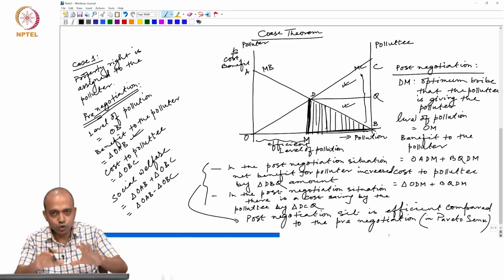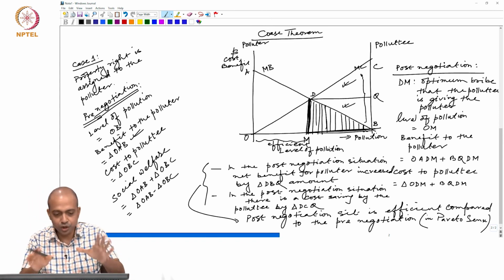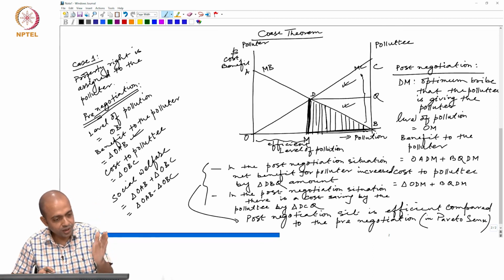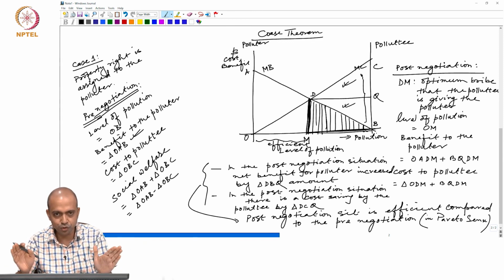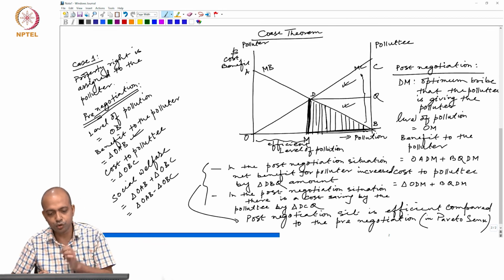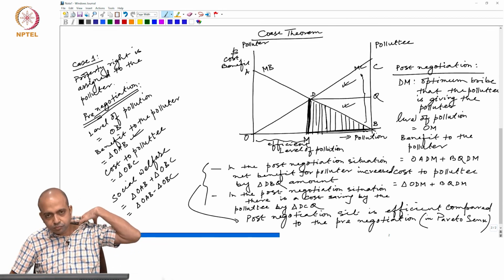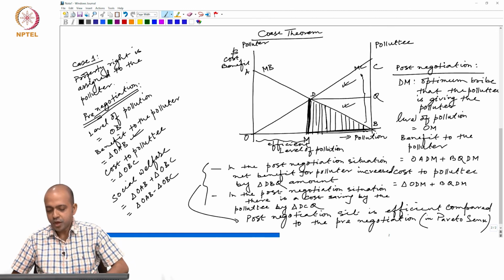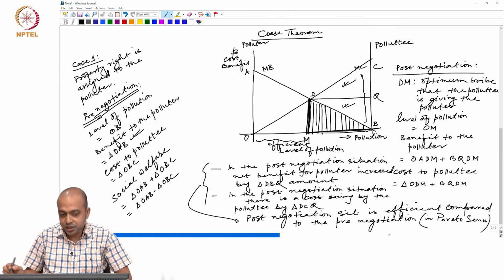So, so far we have discussed only case 1, we said that property right is given to the polluter and then the bargaining is costless, there is absolutely no problem in their bargaining and that resulted in OM amount of pollution, which is efficient. Okay. Now, what we will do? We will discuss about case 2.